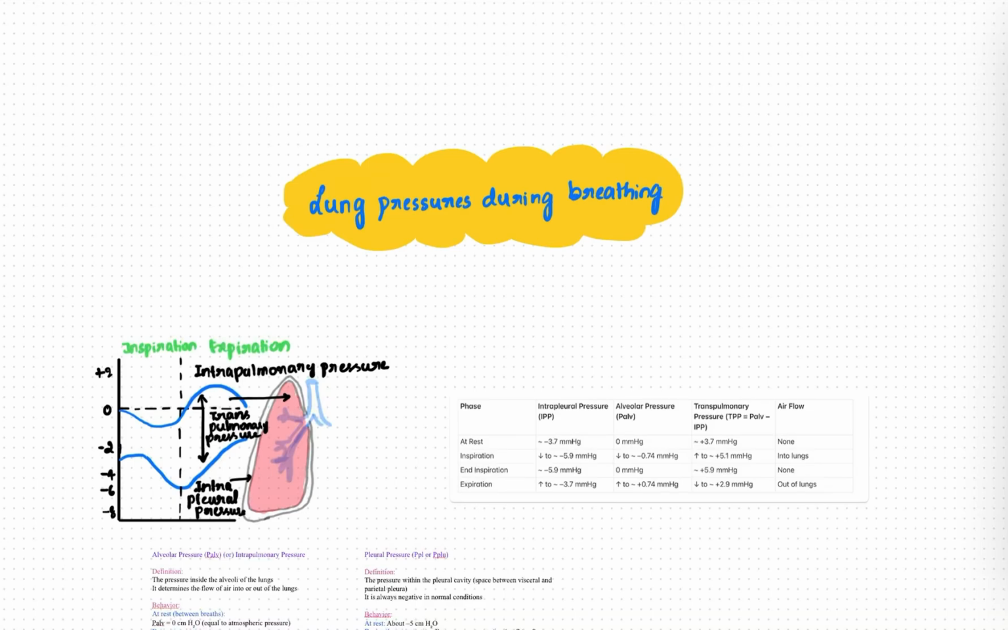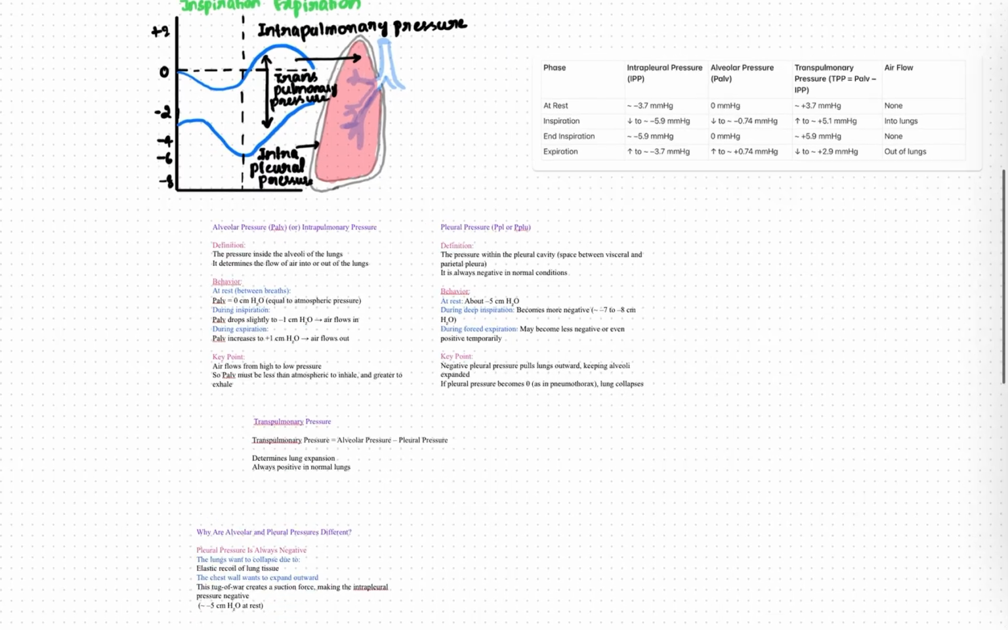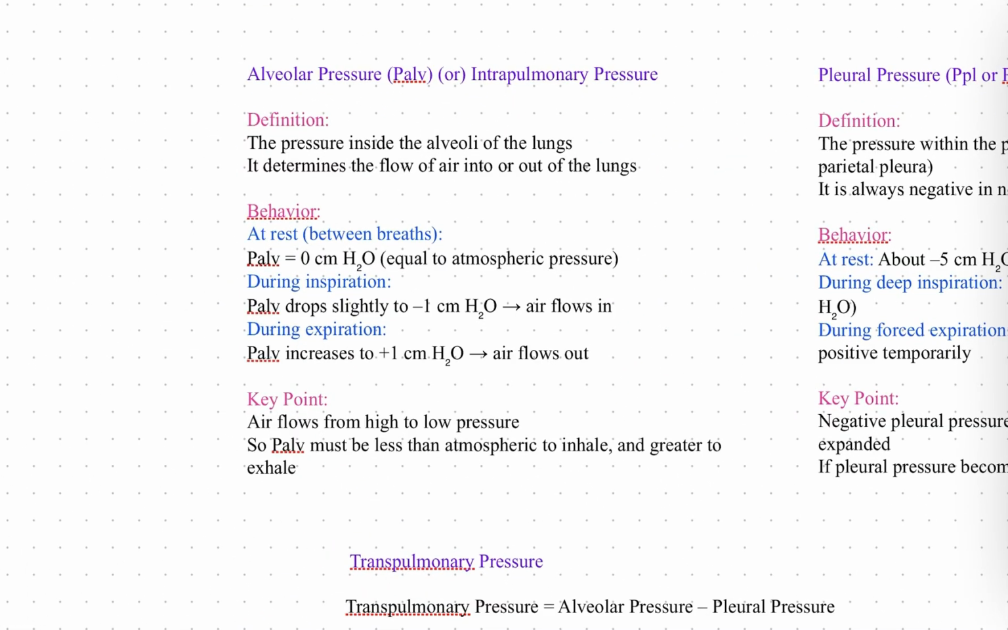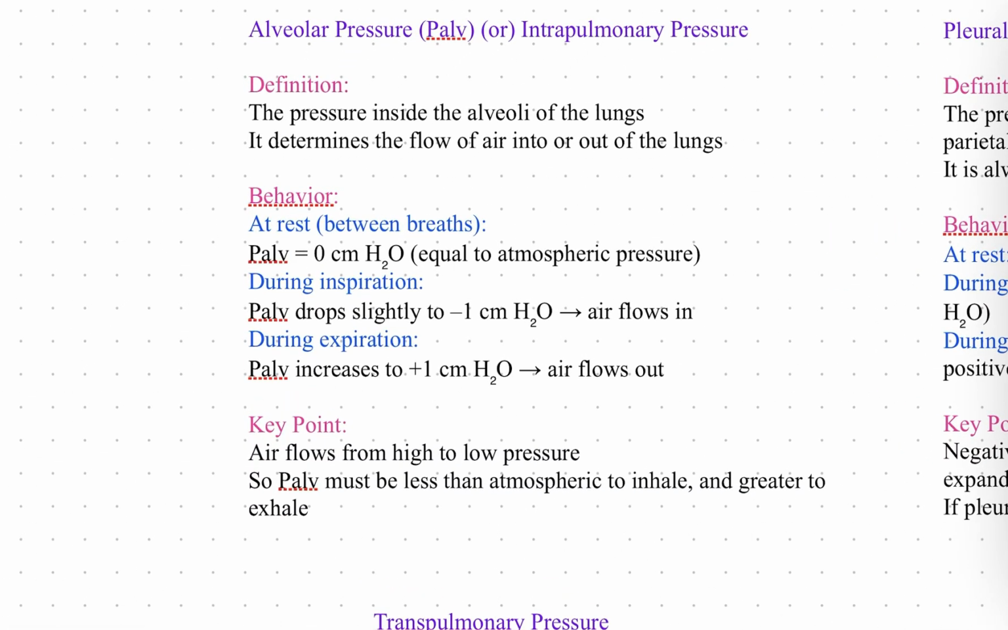Hello everyone, in this video we are going to discuss lung pressures during breathing. So the lung pressures are the alveolar pressure or intrapulmonary pressure. It is the pressure inside the alveoli of the lungs and it determines the flow of air inside or outside of the lungs. The pressures differ at rest, at inspiration and expiration.